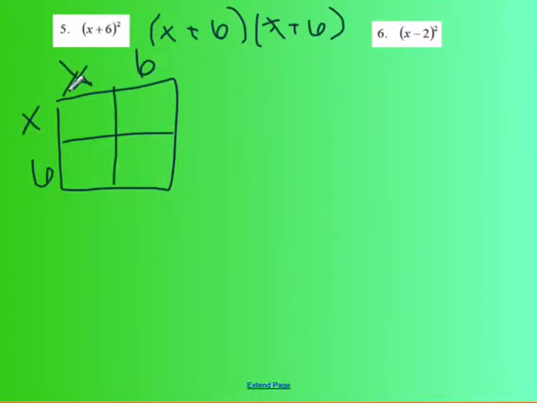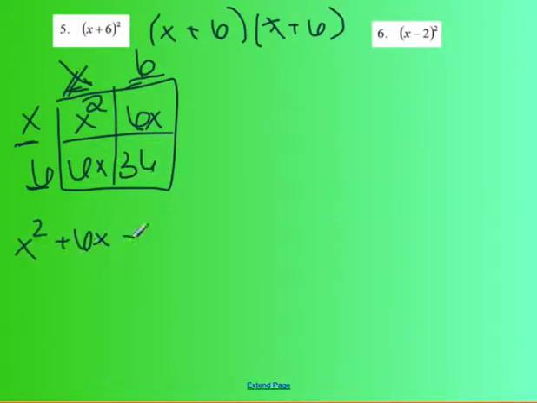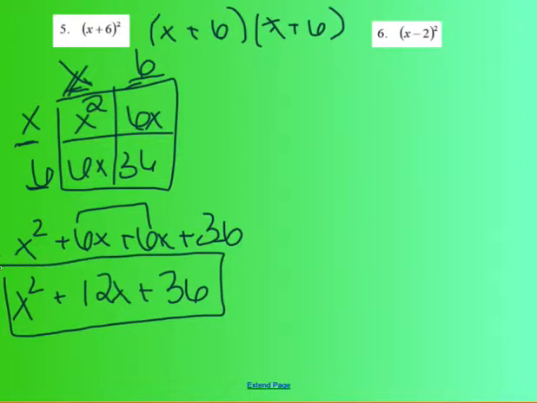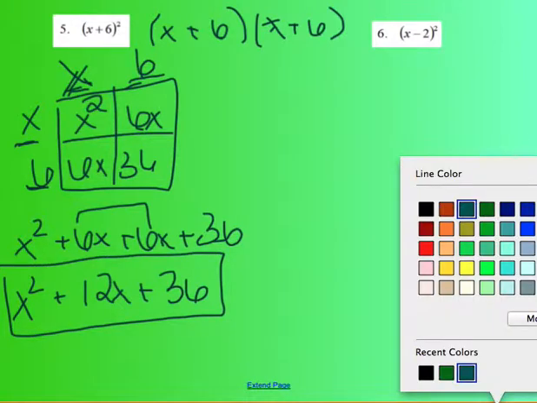And now I can multiply into the x. So I have x to the first times x to the first. That gives me x squared. X times 6 is 6x. 6 times x is 6x. And 6 times 6 is 36. So now if you go ahead and write out each of your terms, we're going to want to combine our x terms here in the middle. So you end up getting x squared plus 12x plus 36. So this right here is your final answer. Again, each of your answers should be in standard form.